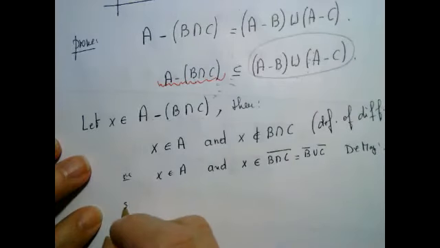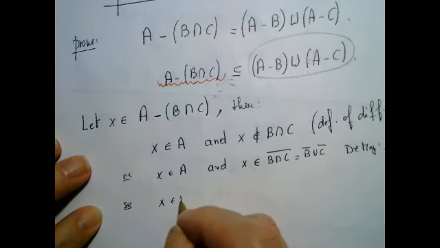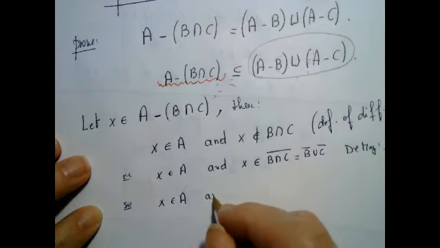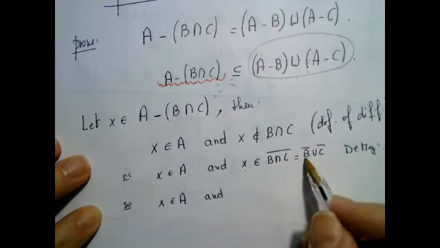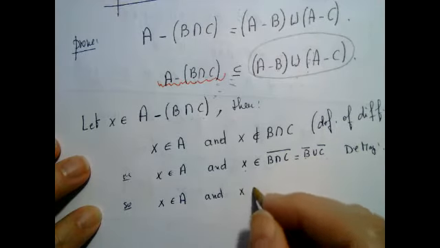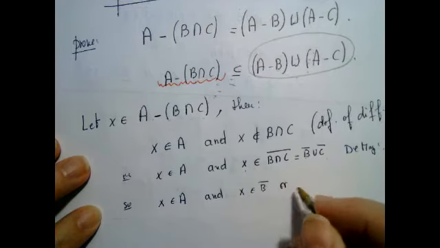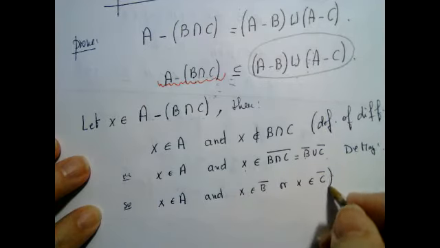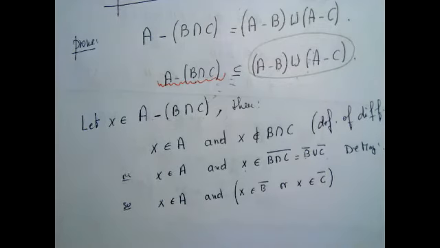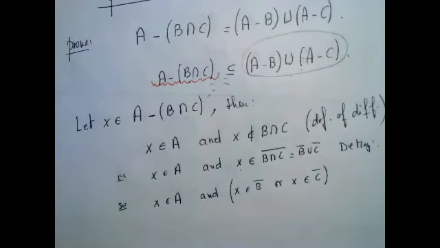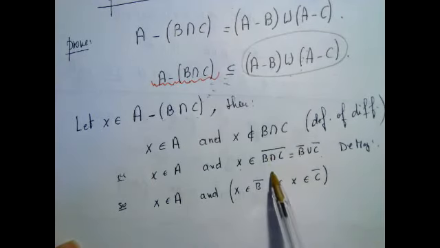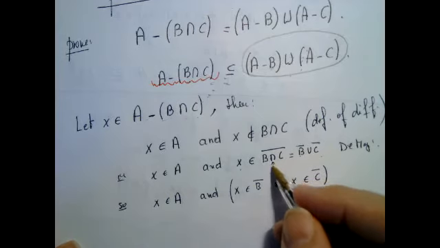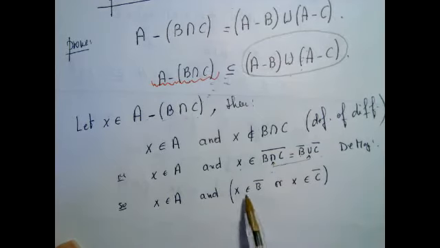So what is my X? My X is in A and X is in B complement union C complement. X is in B complement or X is in C complement. So in case you really forget, not in B intersect C means not in B or not in C. If it's not in B intersect C, it means in the complement, but De Morgan's law tells me the intersection goes to the union. It means X is in B complement or in C complement.